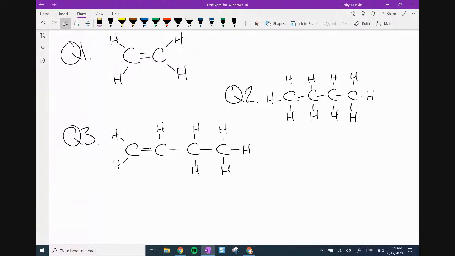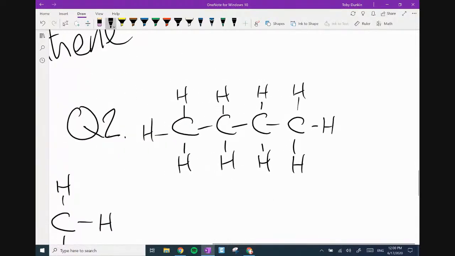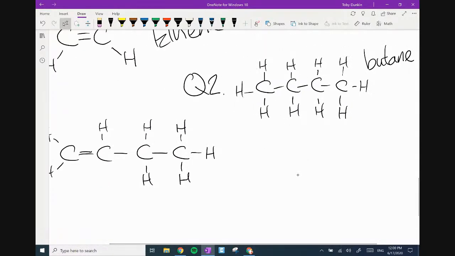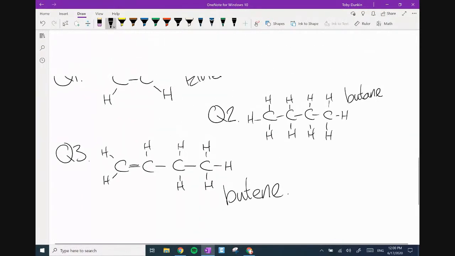Great job. Right. Okay. I like this. This is a great answer. So we had eth, two carbons, ene, double bond. Four carbons, bute, no double bonds, ane. Next one, longest carbon chain is a but with a double bond. This is actually quite fun. Okay, butene, I like it.